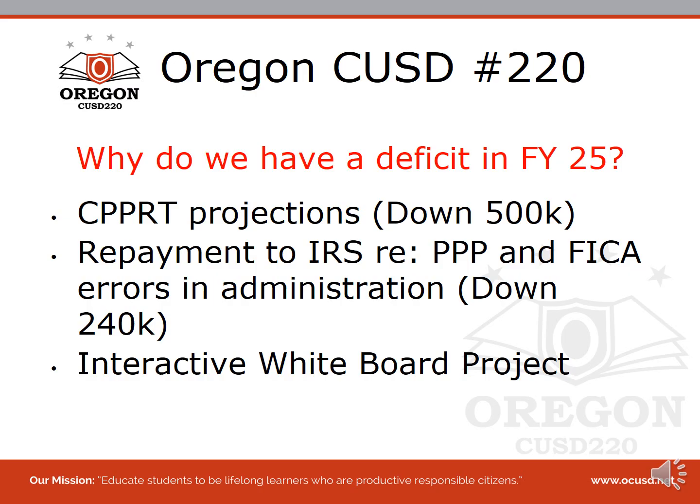The second is that we had to make a repayment to the IRS. We took advantage of some COVID funding that we were not able to as a public entity and had to pay that back. And we had a small miscalculation in terms of FICA, which is a flow-through payroll deduction that comes directly from us as the employer to the IRS on behalf of employees, that we had to rectify.